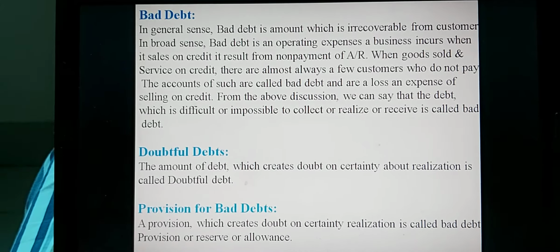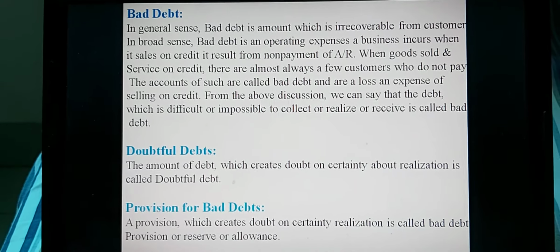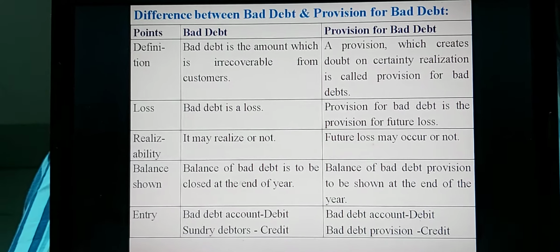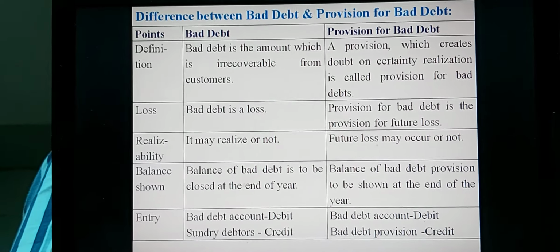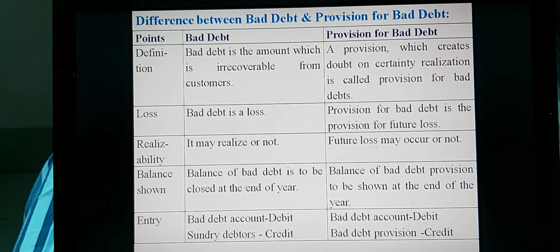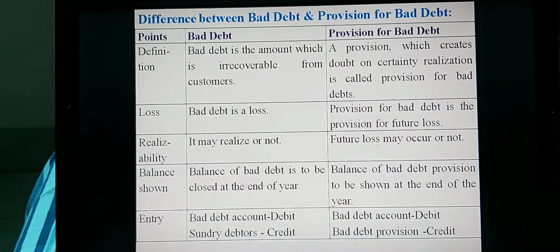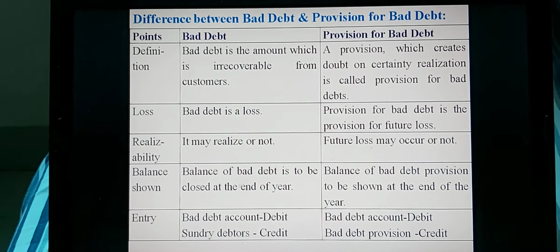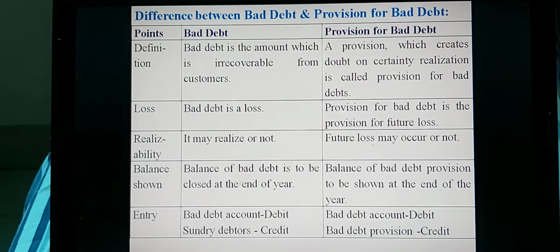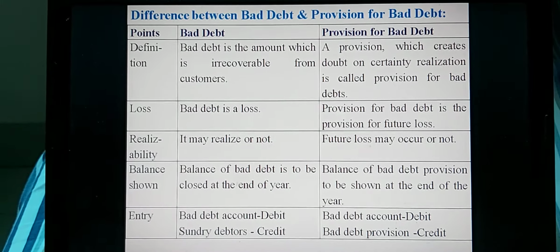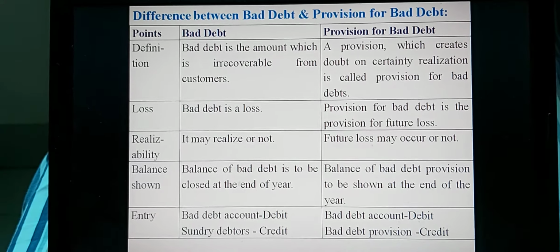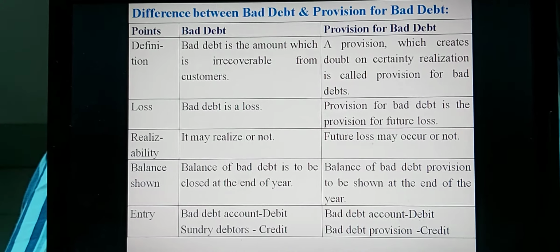Dear learners, I think you have written this in your accounting practice copy. Now we can go for the difference between bad debt and provision for bad debt. Three columns are to be used. Number one, points. Second, bad debt. Third, provision for bad debt. Definition. What is bad debt? Bad debt is the amount which is irrecoverable from customers.